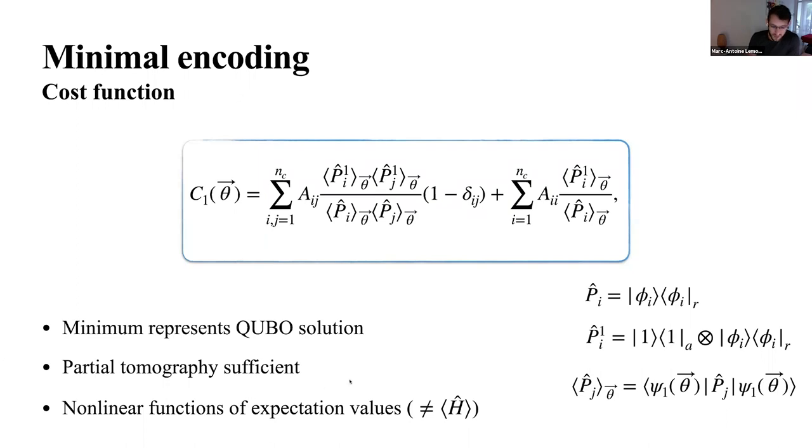I can use only partial tomography to estimate it. So I need only to measure in the Z basis. Okay, that's a gain. But the most important thing is that it's a nonlinear function of expectation values. So I cannot write it down as an expectation value of a Hamiltonian. I cannot map the QUBO problem on a Hamiltonian this time in this encoding. And that's a big deal.